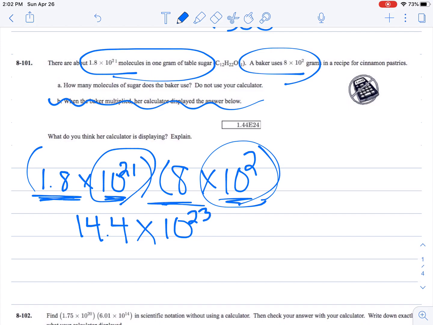But wait a second. This number is not in correct scientific notation form. It needs to have the decimal point between the 1 and the 4. So it looks like 1.44. And because I'm moving the decimal point to the left, I'm going to be adding a value to my exponent.